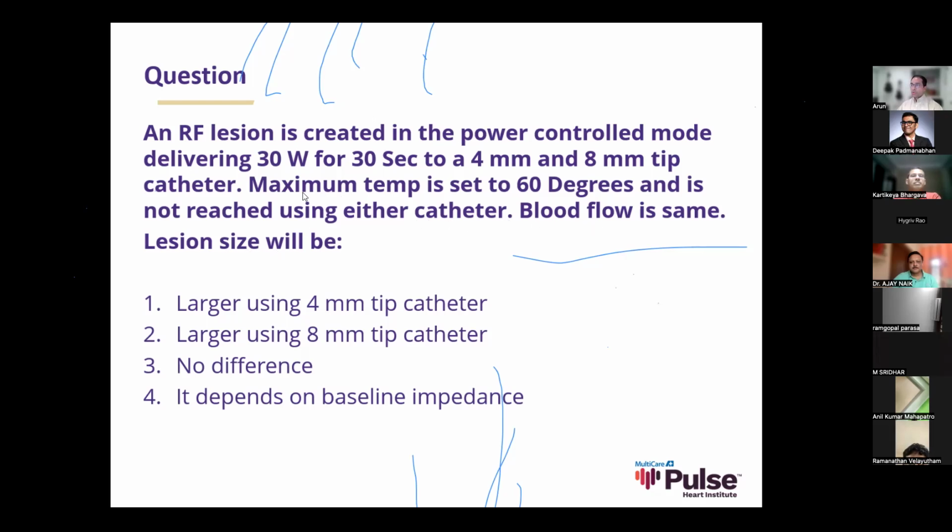So what I'm implying is that we are delivering the same amount of joules, 30 watts for 30 seconds, about 900 joules in each of the 4 millimeter and 8 millimeter catheters. Lesion size will be larger for the 4 millimeter catheter, the 8 millimeter catheter, or no difference. It depends on the baseline impedance.